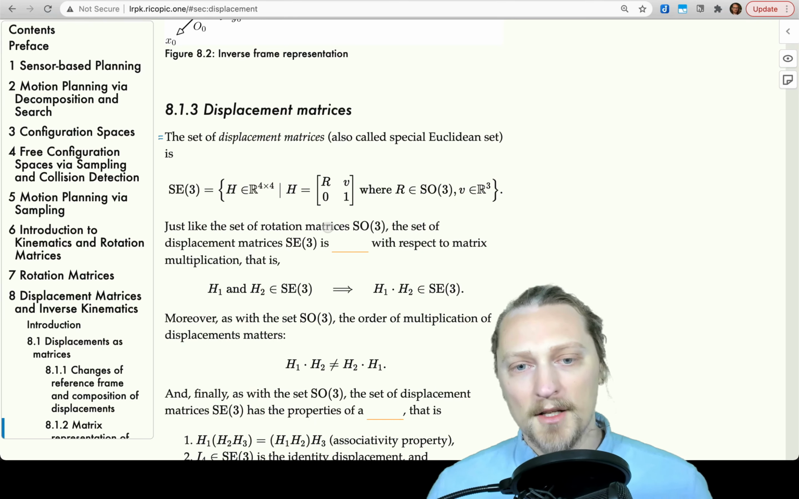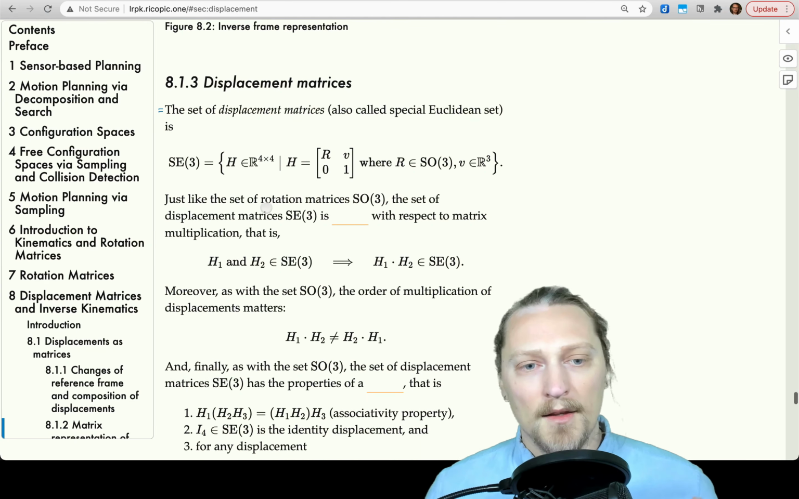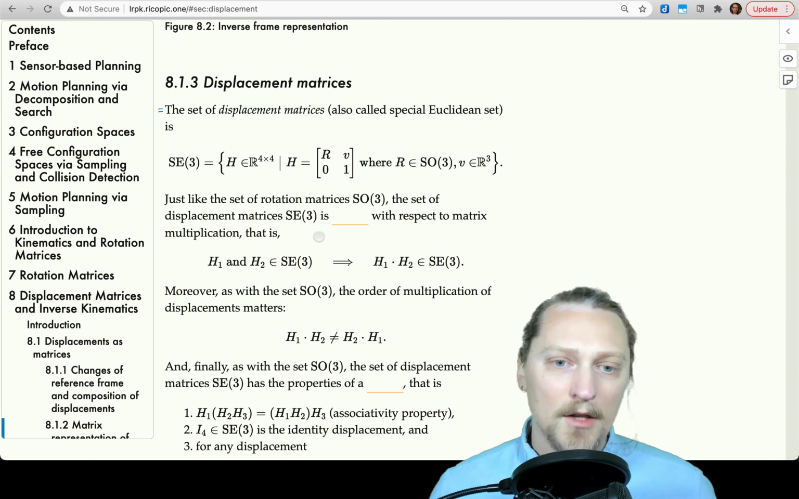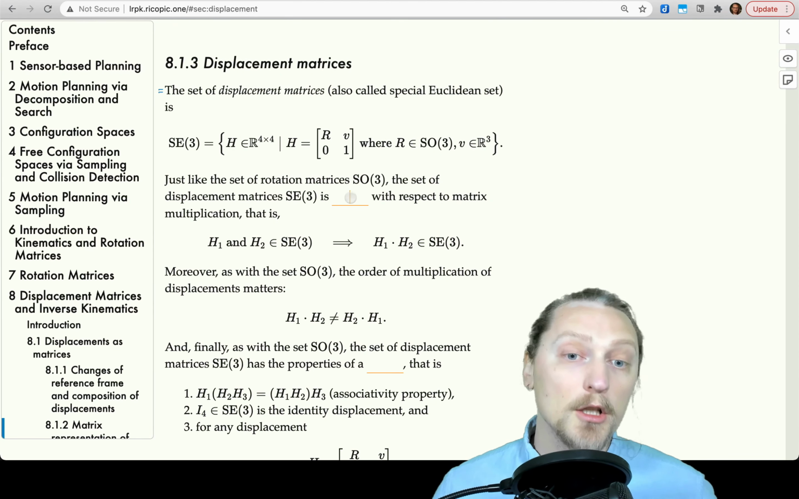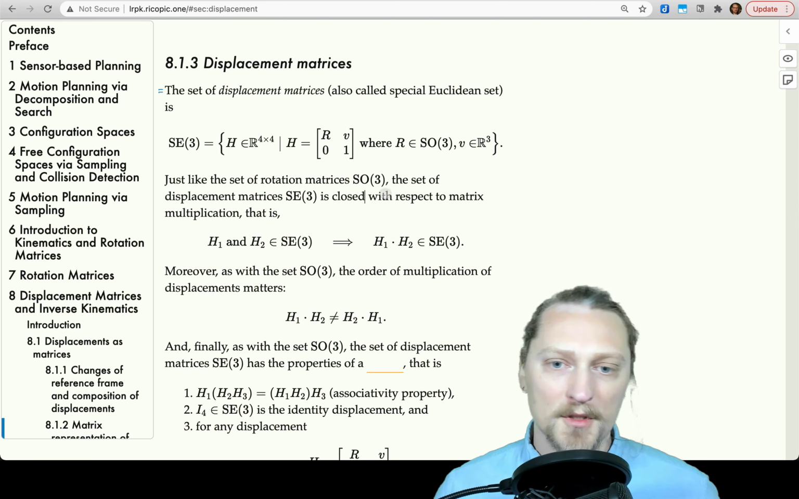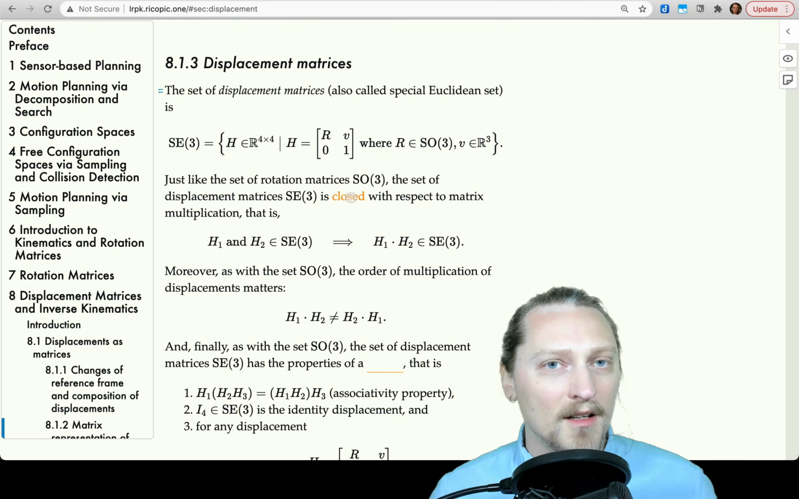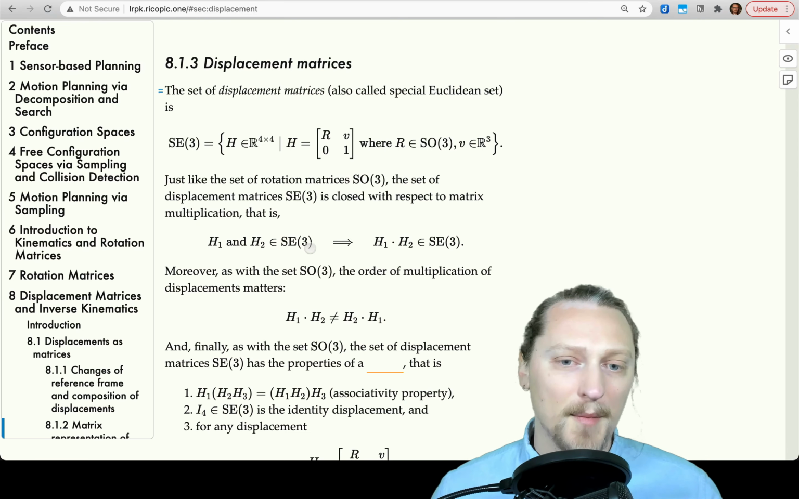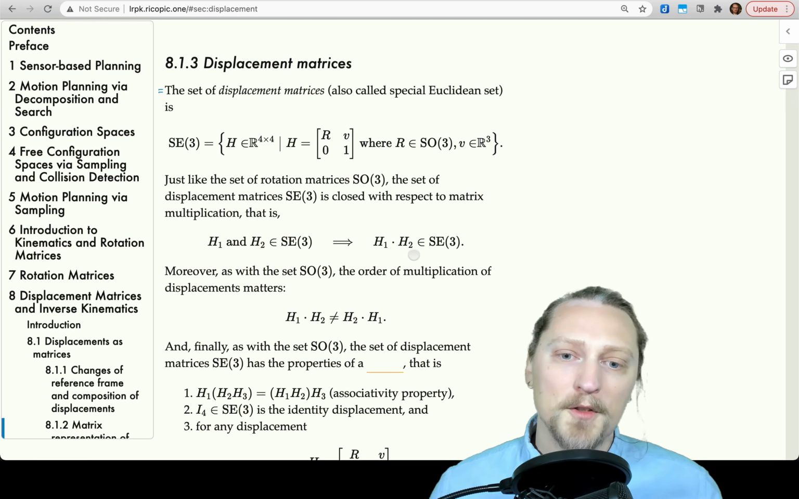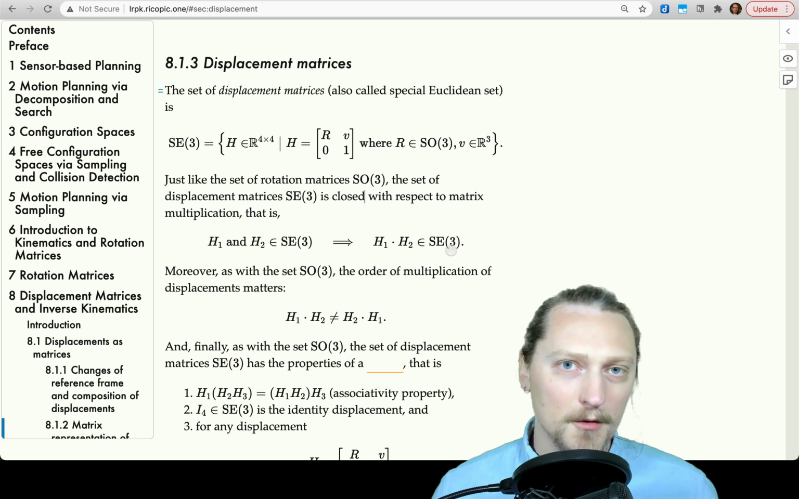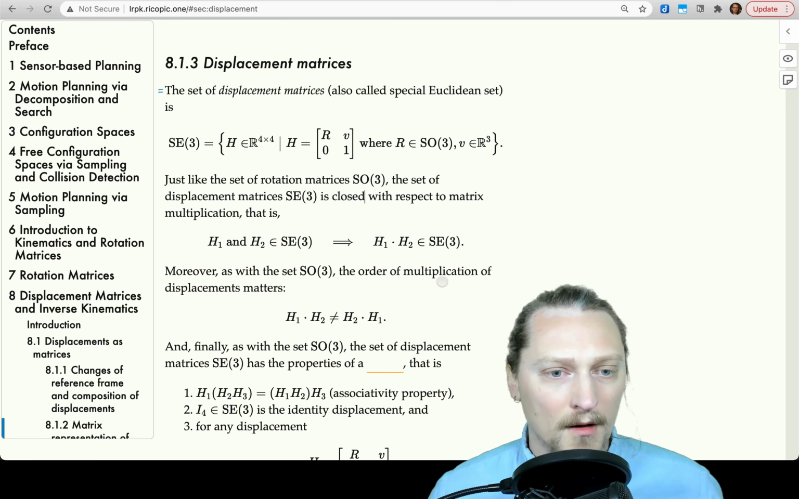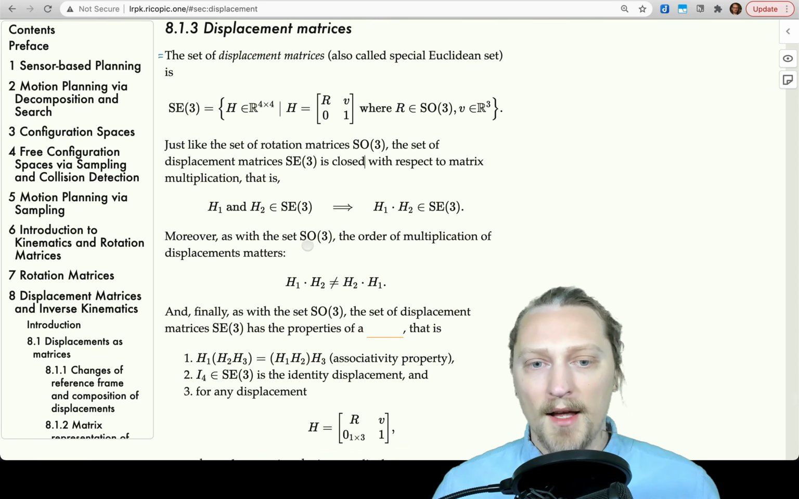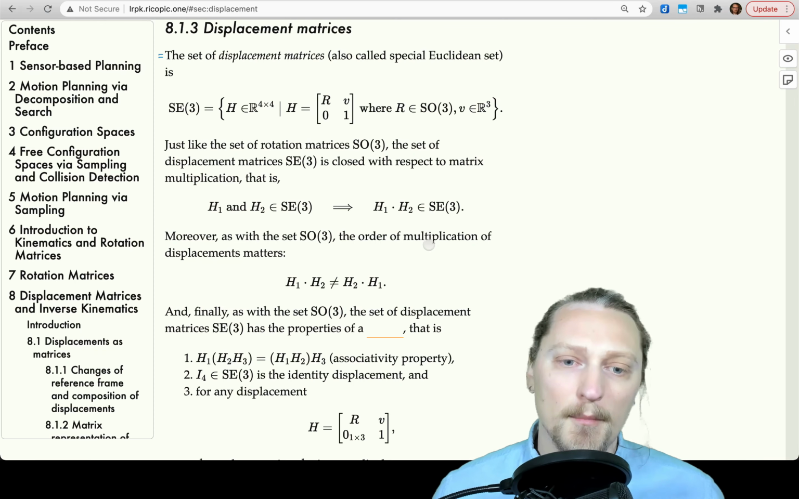Just like the set of rotation matrices, SO3, the set of displacement matrices, SE3, is closed with respect to matrix multiplication. That is, if you take an H1 and an H2 that are special Euclidean matrices, displacement matrices, and you multiply them together, they will give you a displacement matrix. Moreover, as with the set SO3, the order of multiplication of displacements matters.